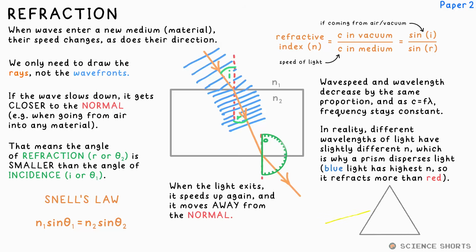Bear in mind that in reality the refractive index of a material varies with wavelength. Blue light's refractive index will always be higher than red light's. That means that blue light refracts more than red. That's why white light undergoes dispersion when it passes through a prism.